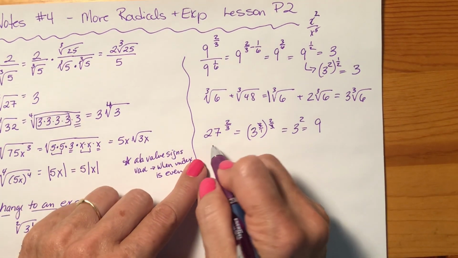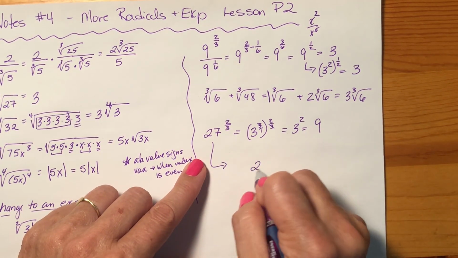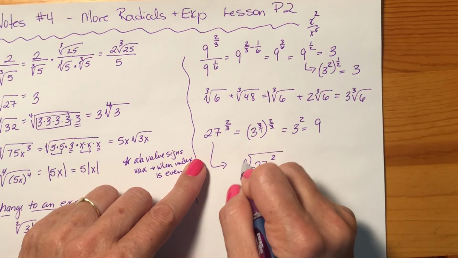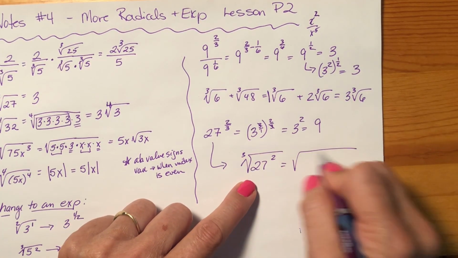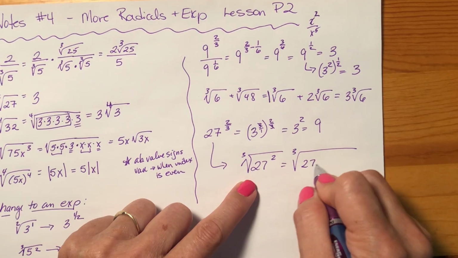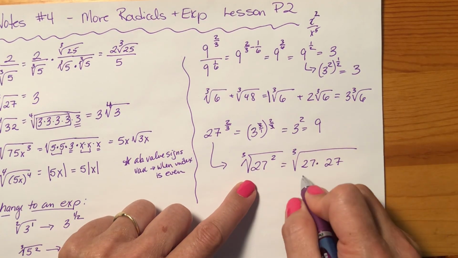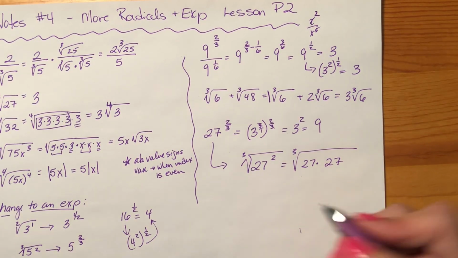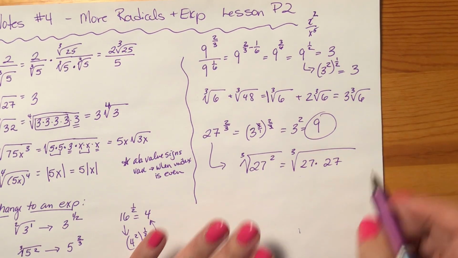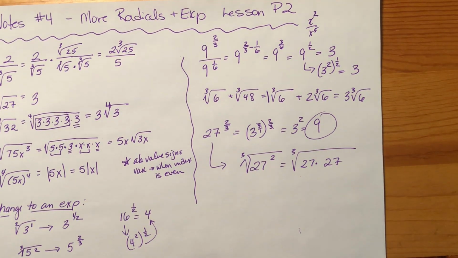If you didn't remember that, you could do your power over root, and think about this as, oh gosh, the cube root of 27 times 27, right? And then break this down with your factor tree. You could go through those steps, but you're just going to come back to 9. Okay. All right.